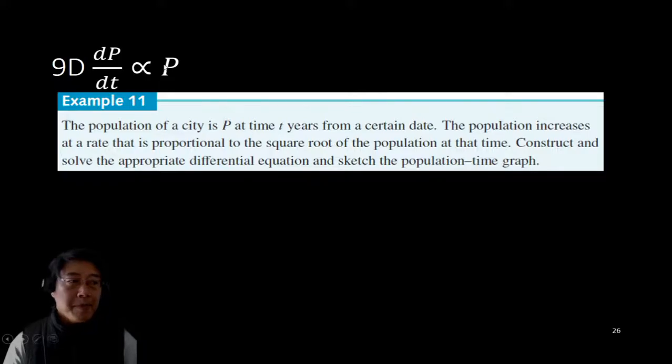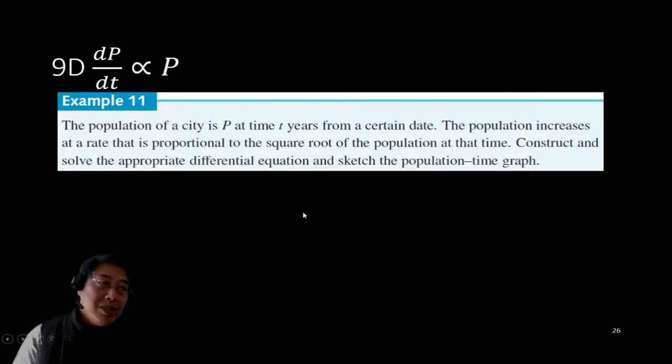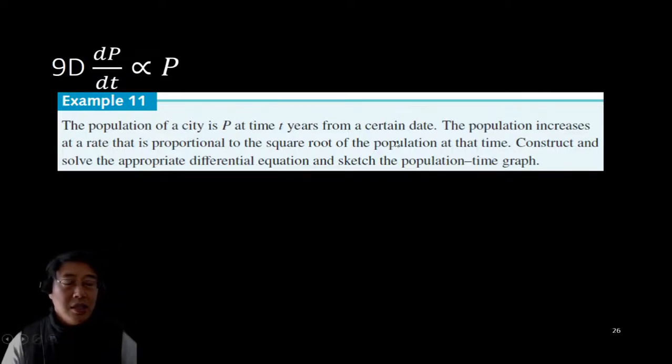Okay, so with this example, the population of a city is p at the time t years from a certain date. Notice the units, so that's in years. Population will be individuals, so whole numbers. As you graph it, yeah, you can treat it as continuous for now. Now the population increases at a rate that is proportional to the square root of the population. So when you do proportional, that symbol, the right hand side will be just the square root of p, p being the population.